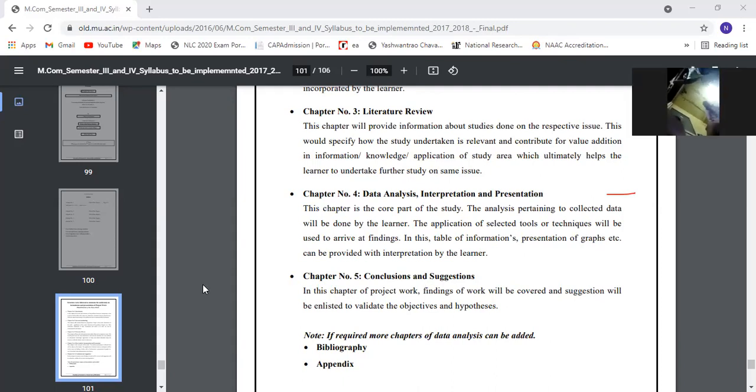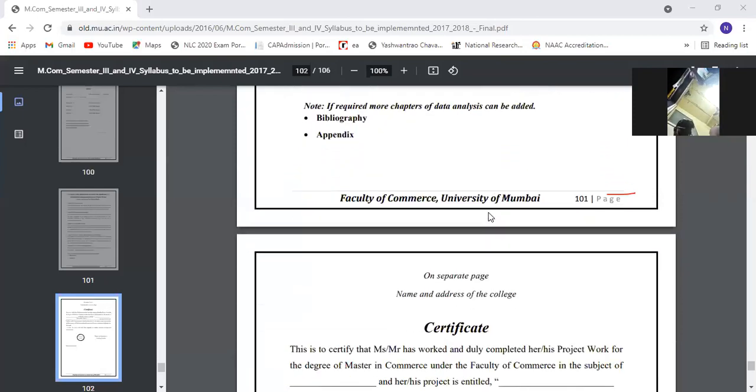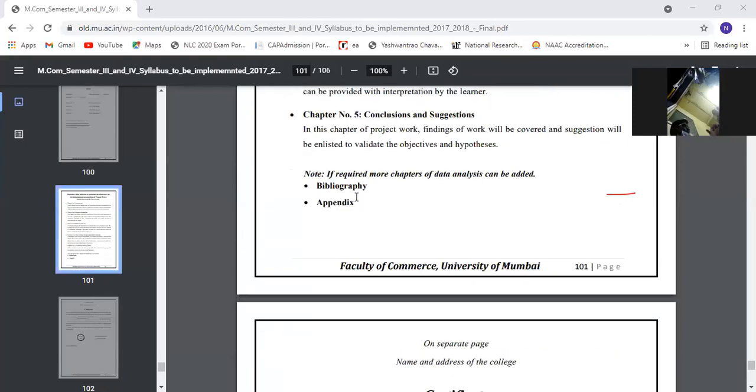Chapter number 5 is conclusion and suggestions. You have to conclude, and at the same time, on the basis of your findings, you have to give suggestions. Later on, as a bibliography, you can mention all the references in APA style. And the appendix means you can attach the questionnaire.